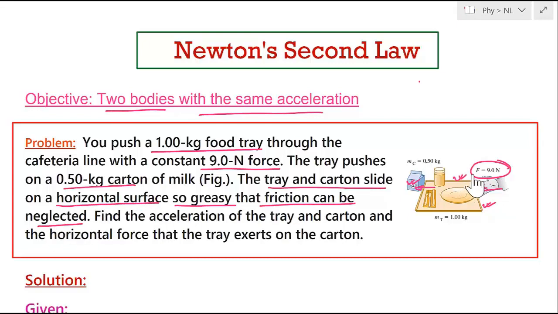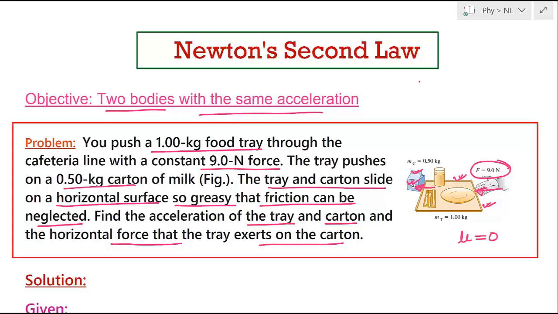Both objects, that is the tray and milk carton, are kept on a horizontal surface, and this surface is very smooth, greasy. So we can assume there is no friction. So we can say this is moving on a frictionless surface. That is, we can assume the friction coefficient is 0. Find the acceleration of the tray and the carton and the horizontal force that the tray exerts on the carton. So we have to find the acceleration of the tray and carton, and we also have to find the horizontal force that the tray exerts on the carton. So this force.